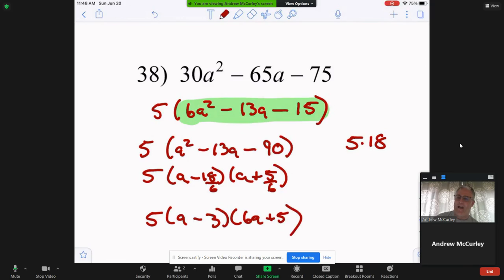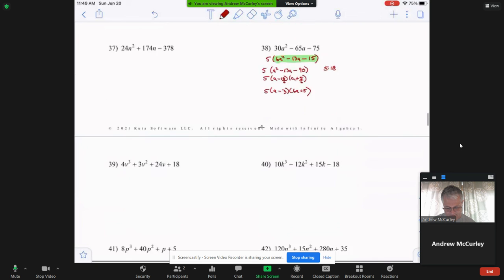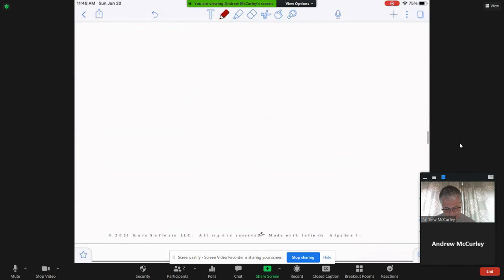And again, if you're fine with the whole guessing and checking, knock yourself out. Just make sure you get those GCFs out of there first, because that makes your guessing and checking 10 times harder if you don't.